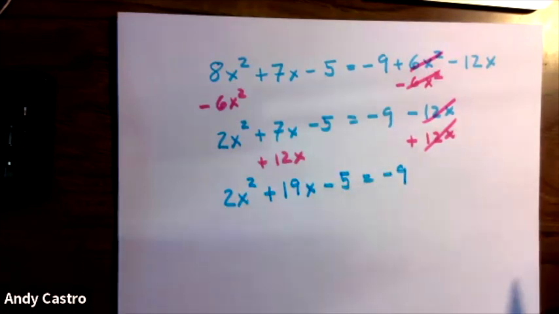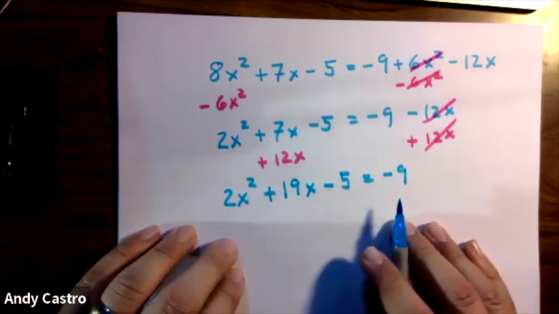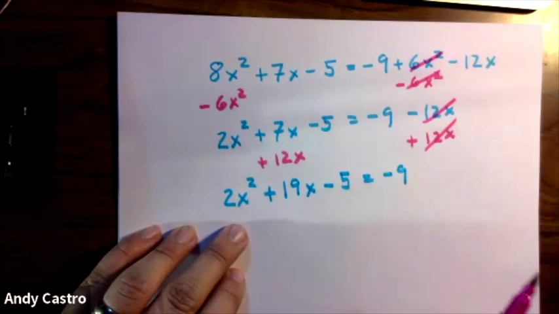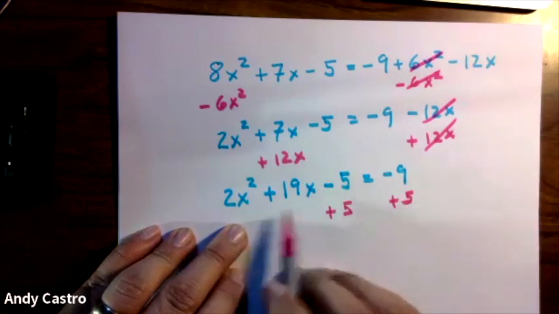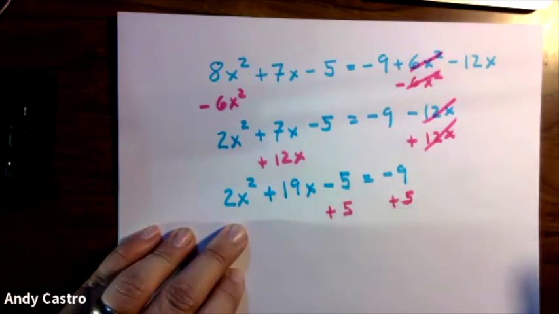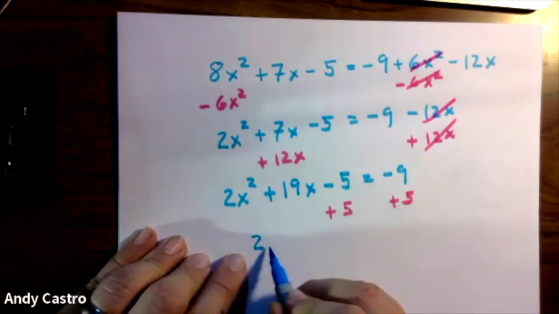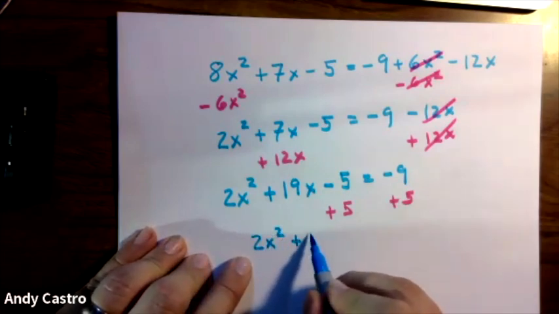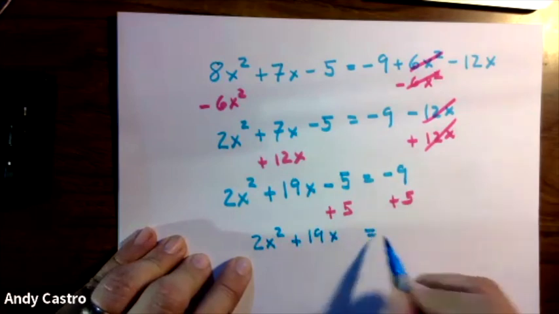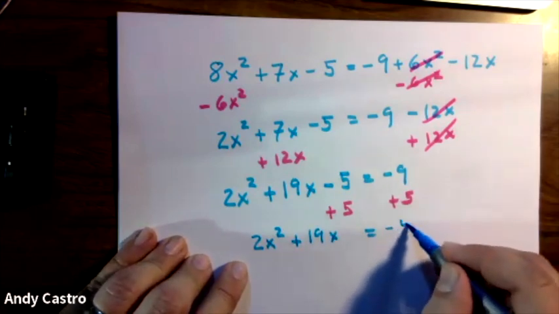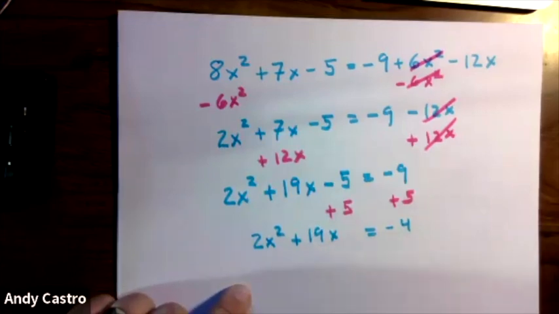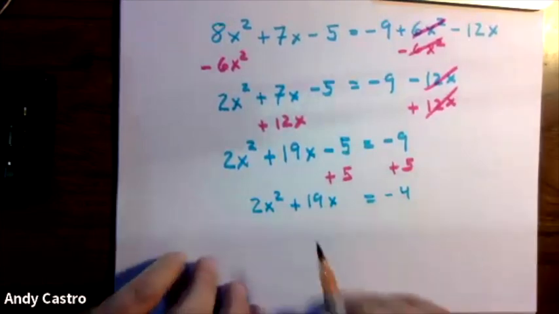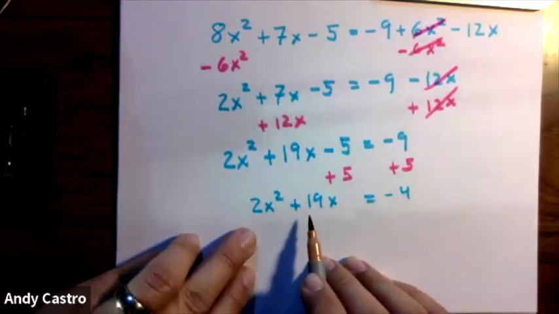All right, so now I've got it into a form that we've kind of been normally looking at it. And I'm going to add the 5 to the other side so that I can complete the square on this side. So that leaves me with 2x squared plus 19x is equal to negative 4. All right. So now I'm going to factor out the 2. And this is a good example of what I was trying to show you earlier, because you can't take 2 out of the 19. So what do I do here?